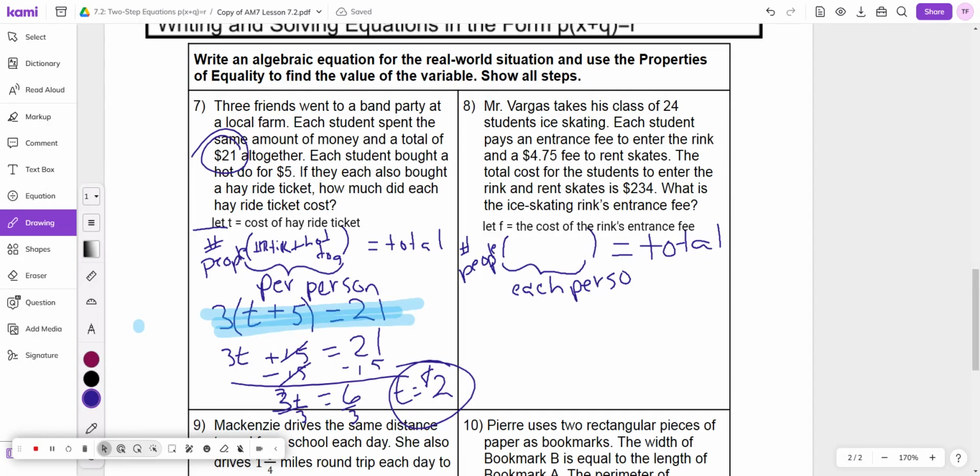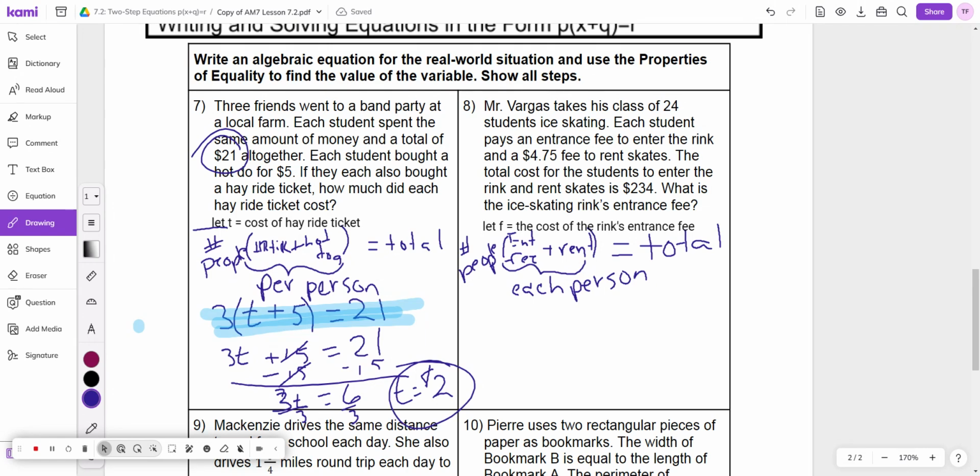Looking at what each person has to pay, they have to pay the entrance fee, which I'm using the letter F to represent, plus the rental fee of the skates. So now we've got that conceptual understanding of it, and we're going to go ahead and finish it up.